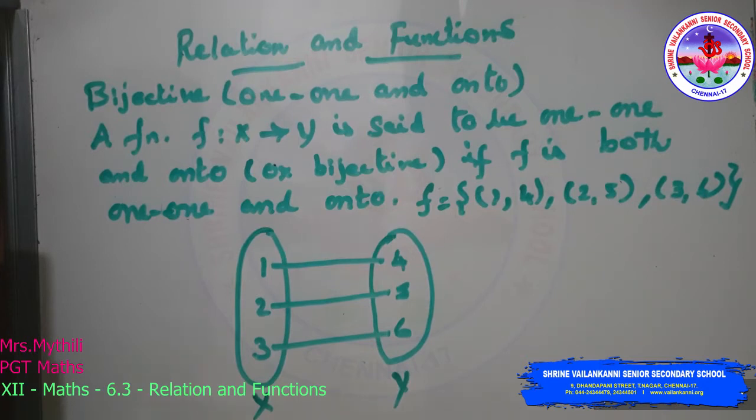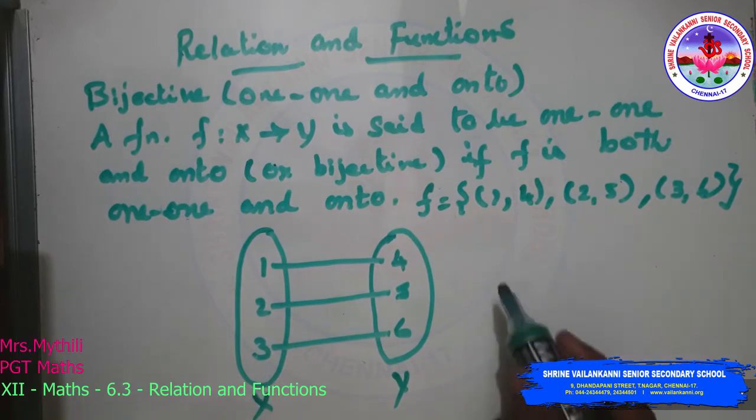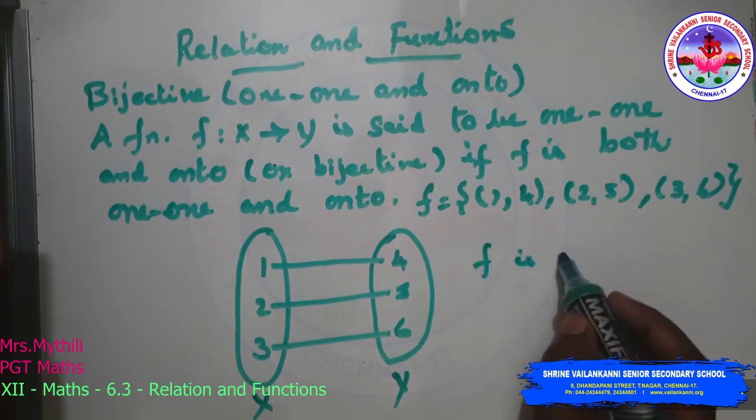What is a 1-1 function? If the images of distinct elements of X under f are distinct, that is, every element of X should have a distinct image in Y. So that is a 1-1 function. No element should be left in X. So we can say that this function is 1-1.